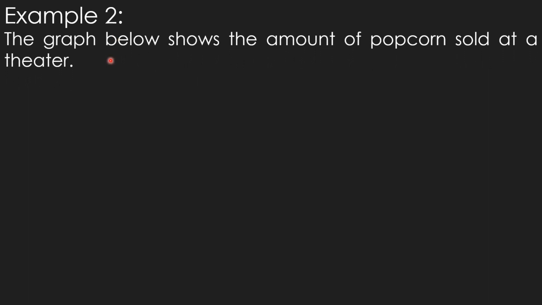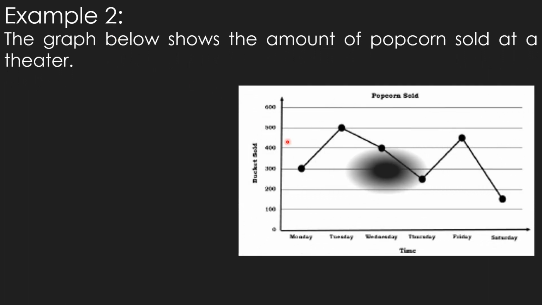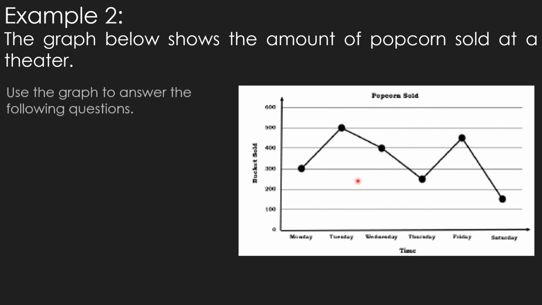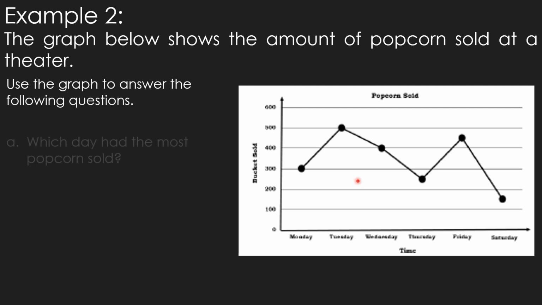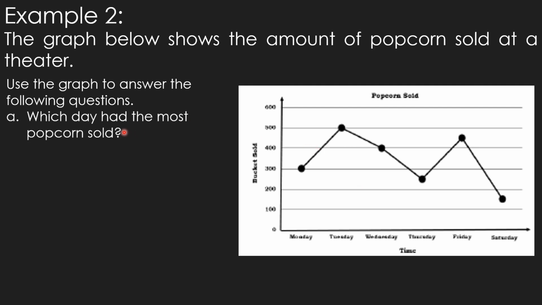The graph below shows the amount of popcorn sold at a theater. So this is our graph. So use the graph to answer the following questions. First question, which day had the most popcorn sold? So the highest we have here is Tuesday, which is 500.